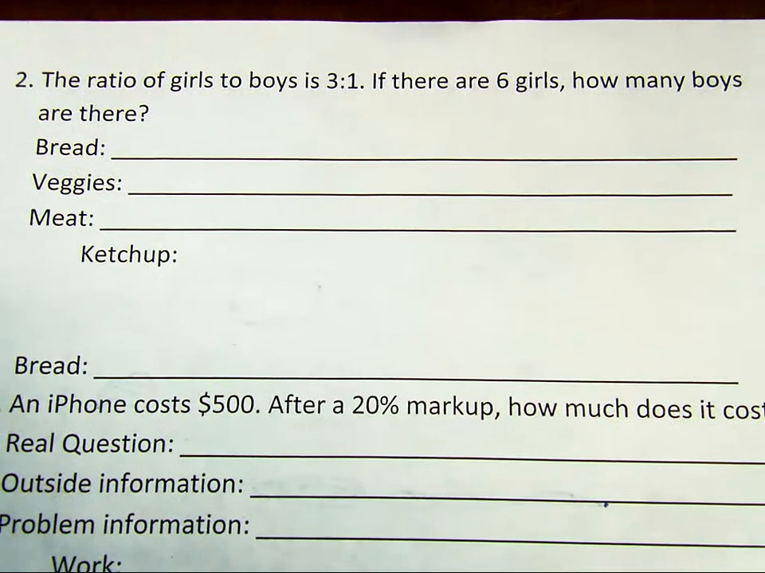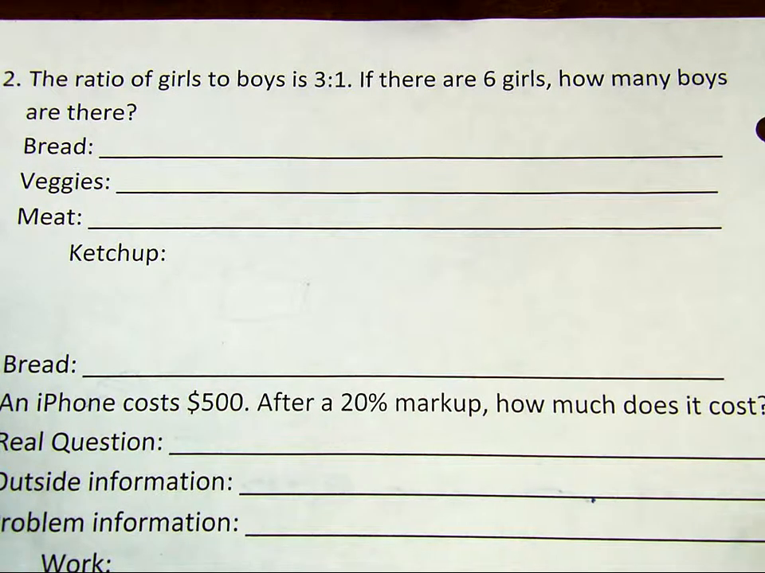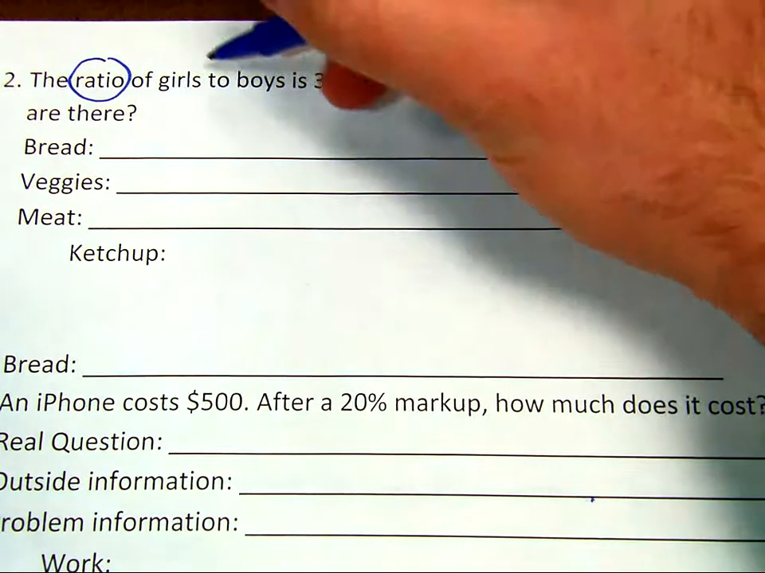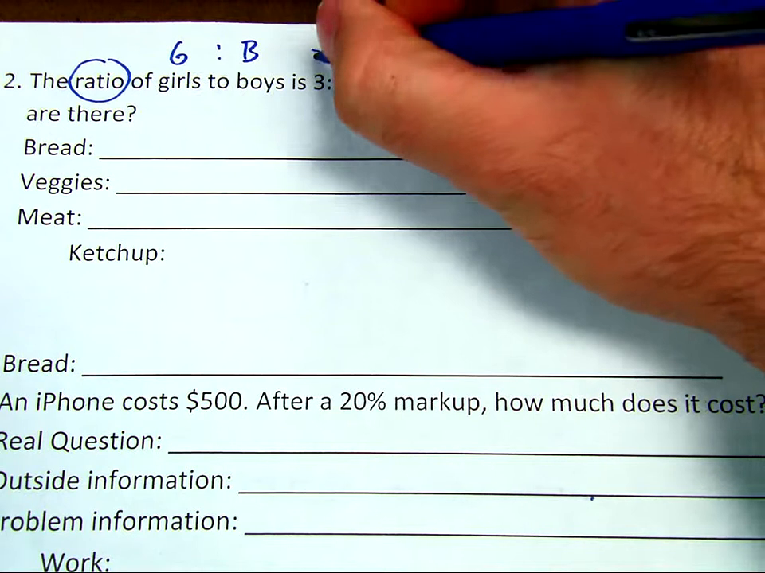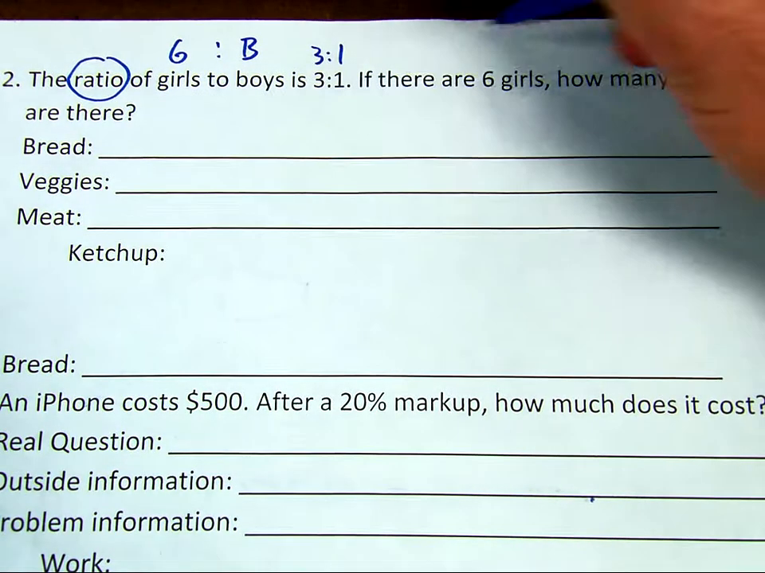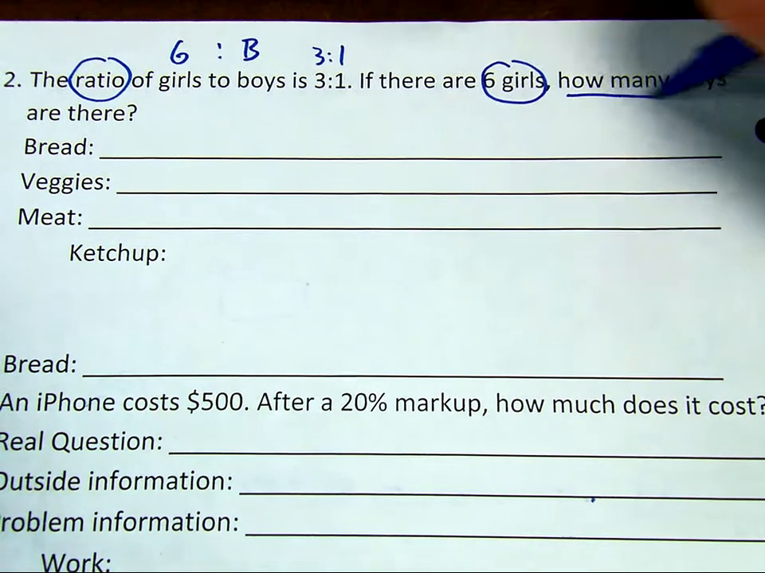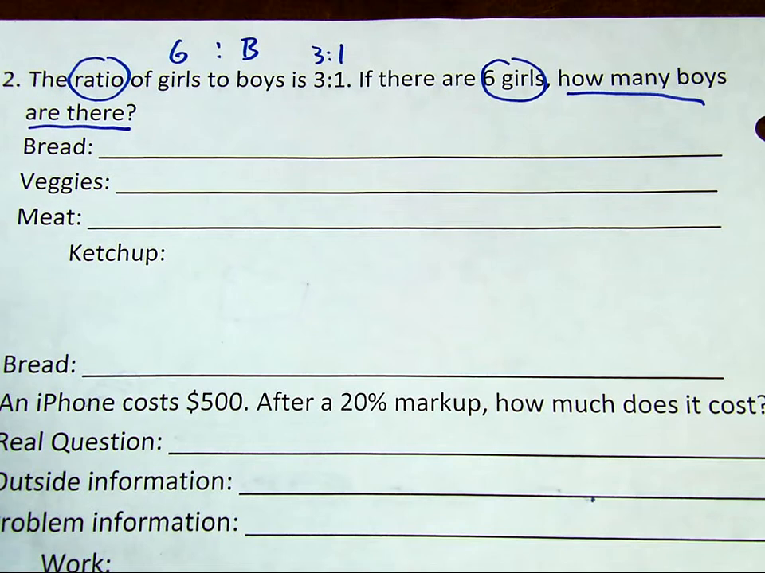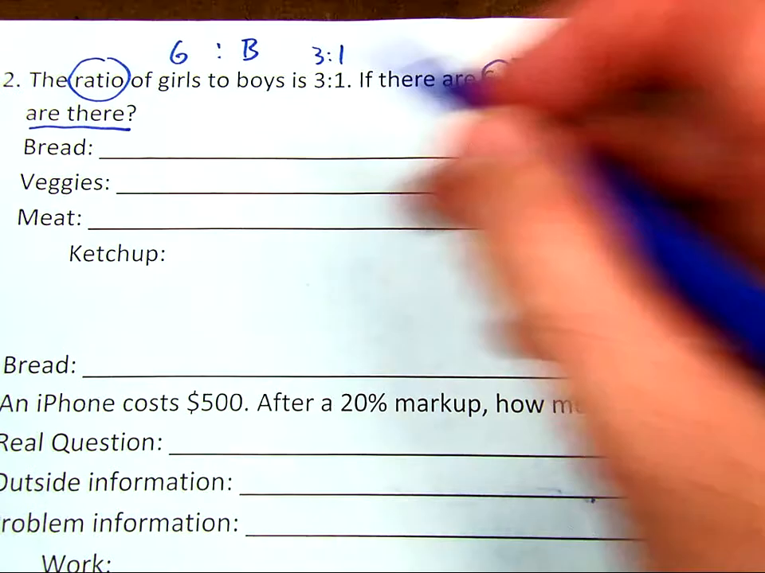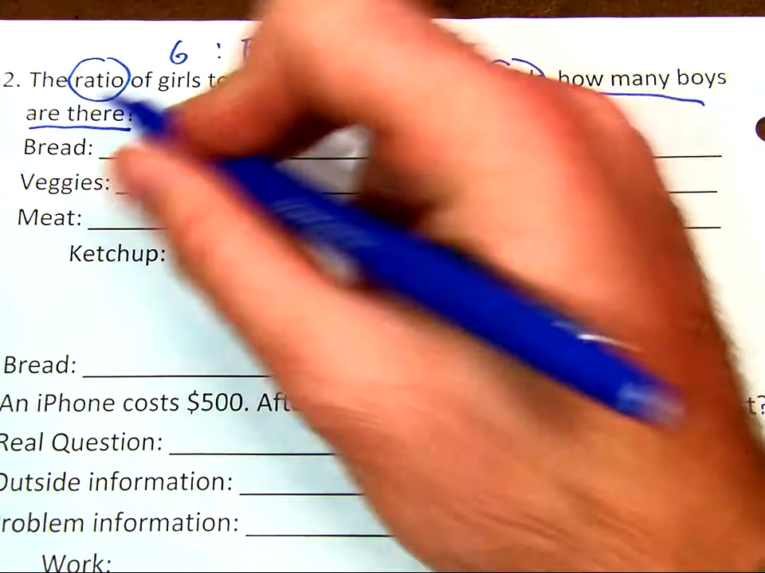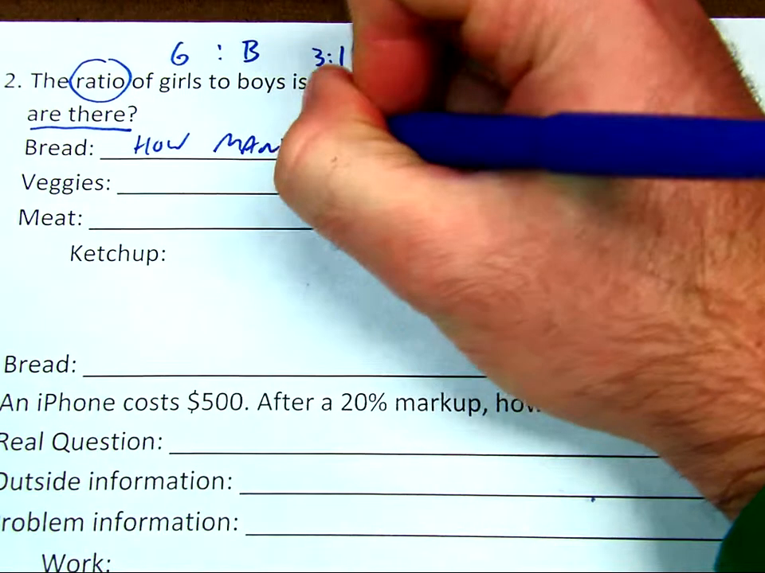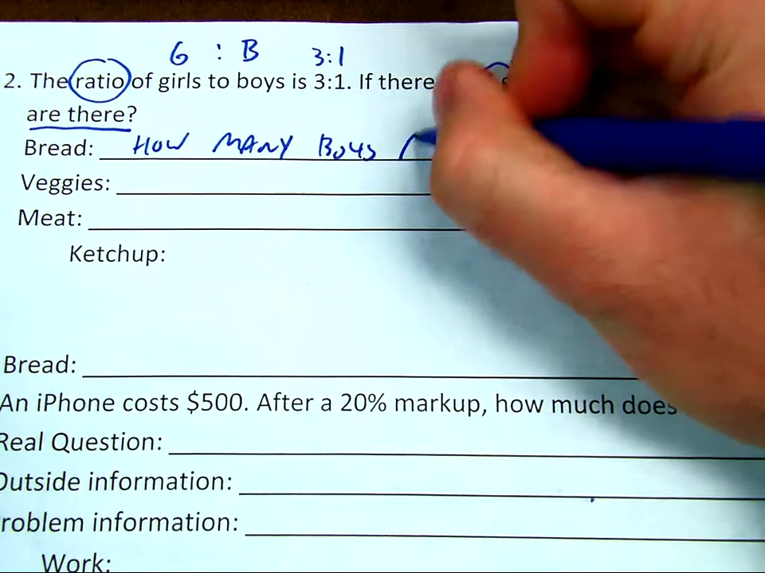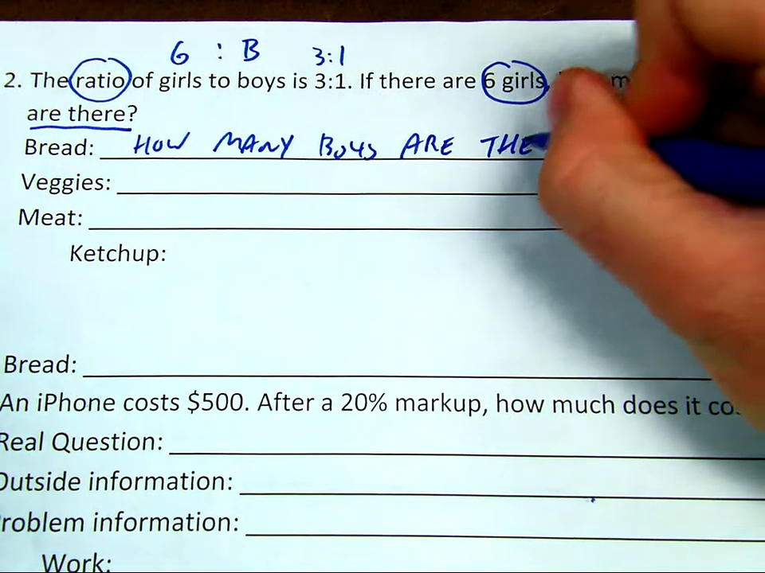Okay. This one says the ratio of girls to boys is 3 to 1. If there are 6 girls, how many boys are there? That's how I skillfully annotate. I make sure I write down all my notes so I'm not confused. My bread, what's it really asking? How many boys are there? Pretty straightforward.